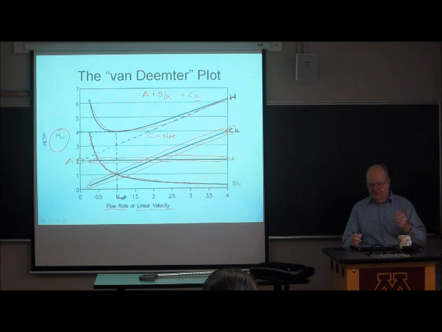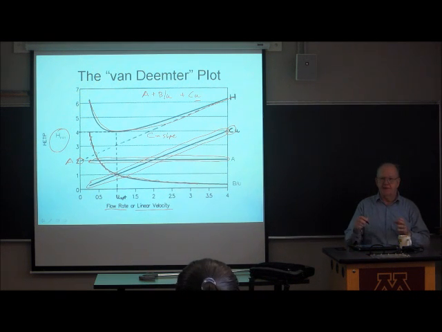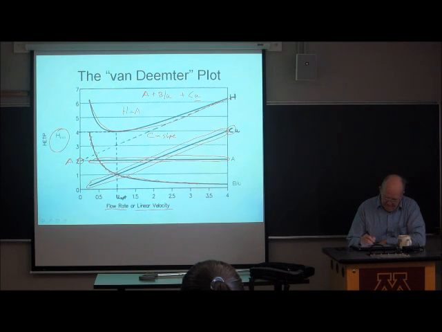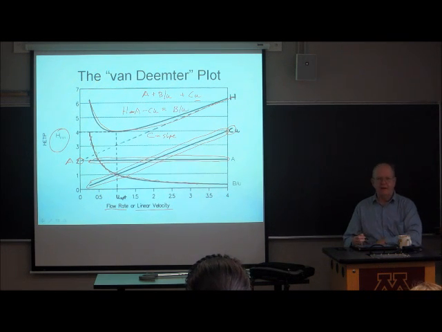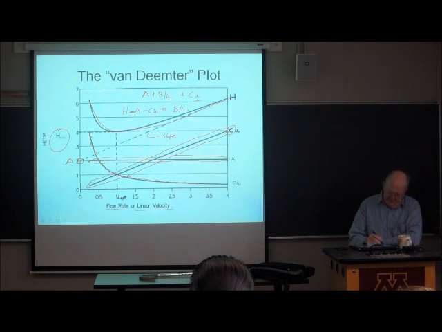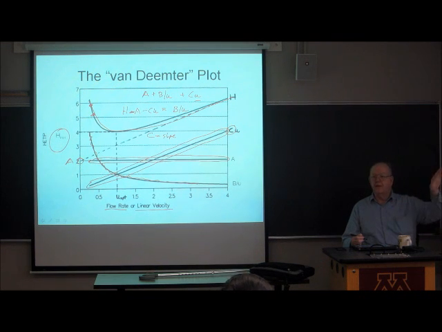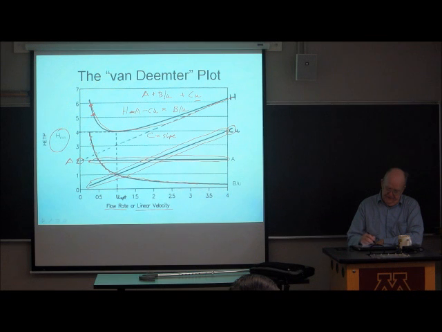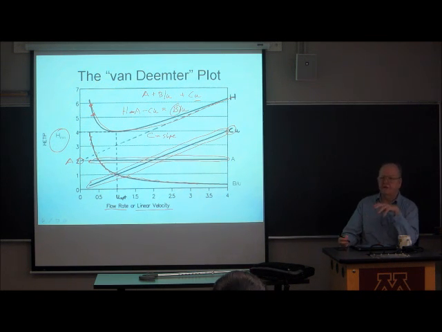And then you can get the B term by subtracting A and CU from H. And that leaves you B over U. And then you can take a couple of your data points, say there and there. You would take them at the lowest velocities you could get to. And then by solving this equation, you would come up with your B term.